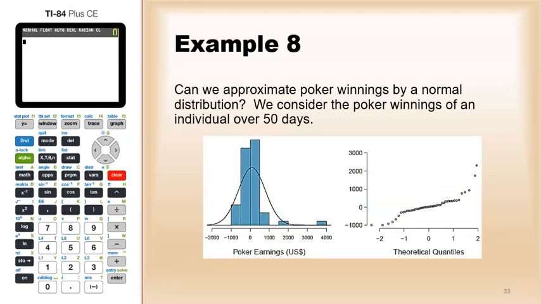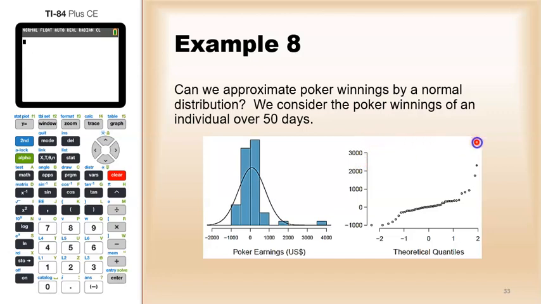Here's another one. Can we approximate poker winnings by a normal distribution? So here we consider the poker winnings of an individual over 50 days. Now notice we have an outlier right here. And in fact, it's such a big outlier, it's not even showing up in the probability plot. I mean, 4,000 would be about here.